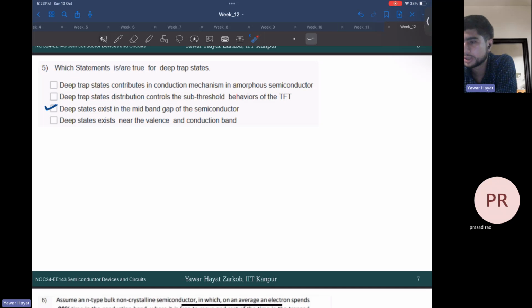They do. Okay. So you may refer to the lectures from the instructor for that. So it turns out deep trap states distribution do affect or control the subthreshold behavior of the thin film transistors. Okay, so we had two correct options for this question.